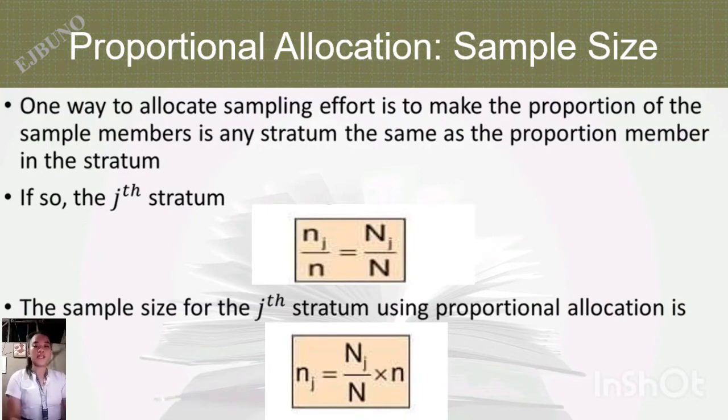Proportional allocation sample size. One way to allocate sampling effort is to make the proportion of the sample members in any stratum the same as the proportion of members in the stratum. If so, for the jth stratum, n sub j over n is equal to the population sub j over the total population. The sample size for the jth stratum using proportional allocation is n sub j is equal to the population sub j over the total population times n.